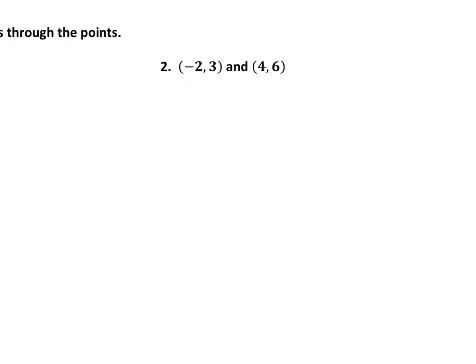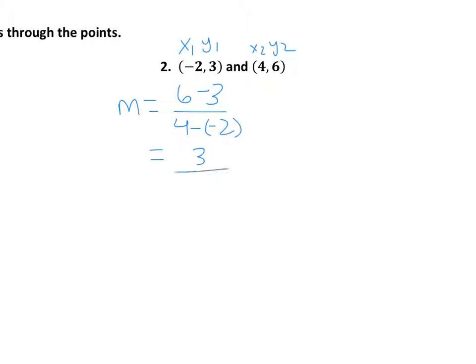So let's take a look at this one. So x1, y1, x2, y2. So m equals 6 minus 3 over 4 minus negative 2. Well, 6 minus 3 is 3. This changes to plus plus. So you get 3 over 6, which is 1/2. Okay?